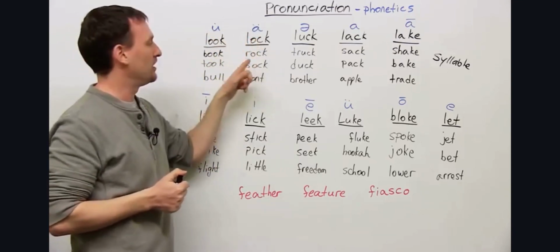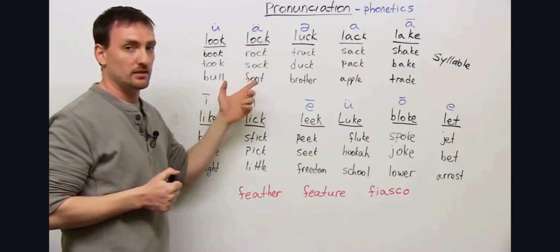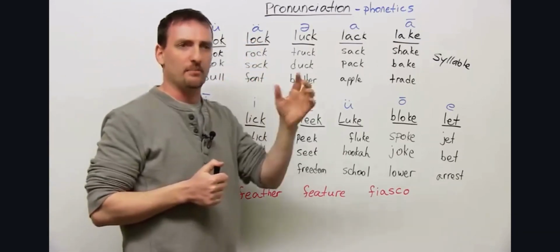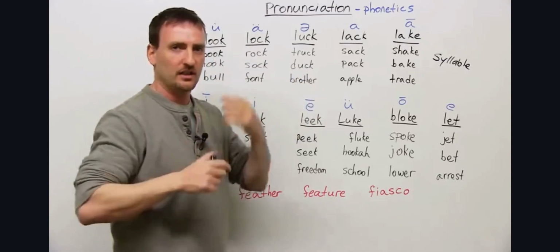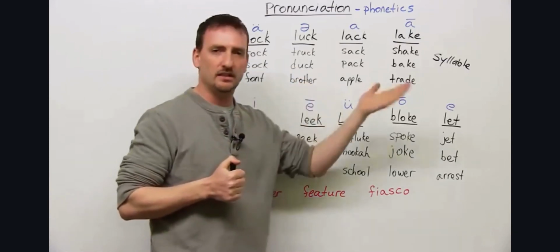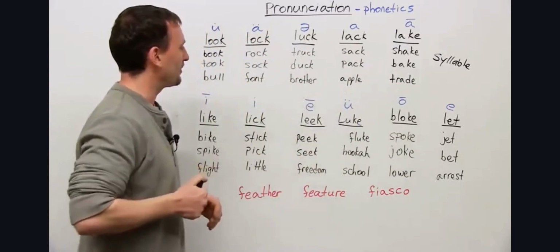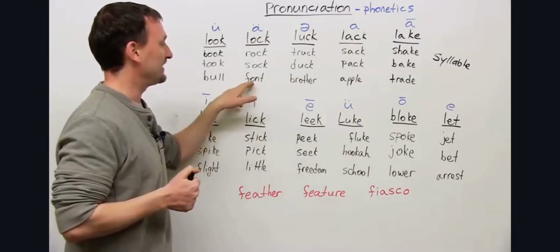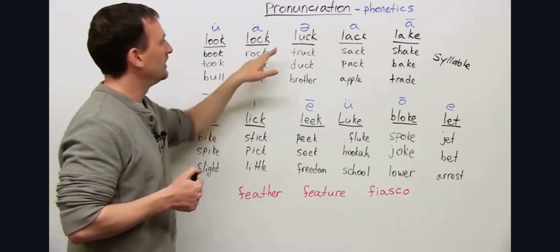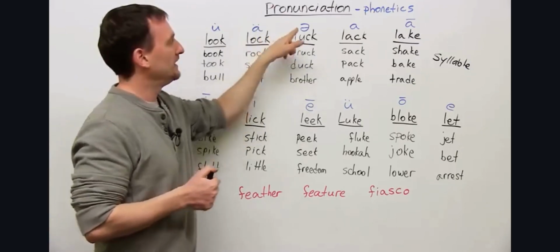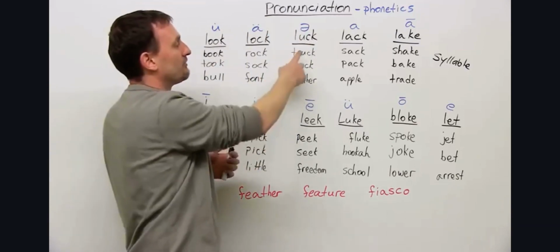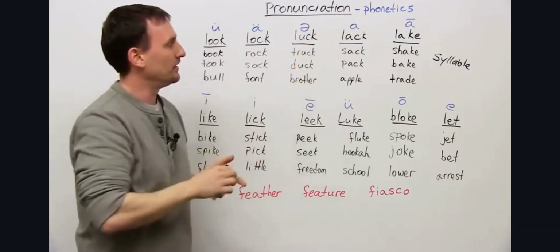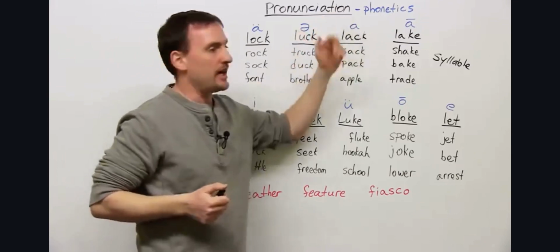Lock, rock, sock, font. If you're not sure what a font is, if you have a Microsoft Word or whatever typing tool you use, there are different fonts, Times New Roman, Agency, and Calibri, or whatever they're called. These are font. But the sound is ah. Luck, ah. Sort of like an upside down and inverted E. Luck, truck, duck, brother. Lack, just a regular A.